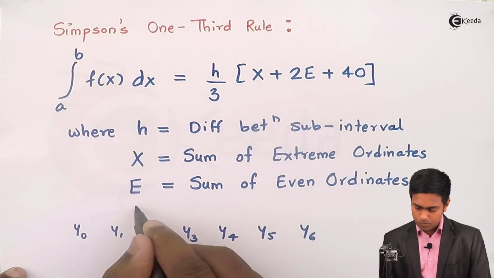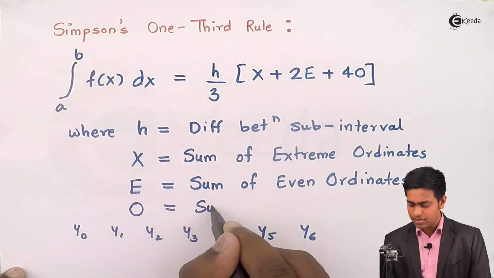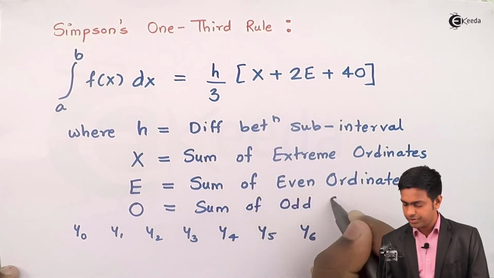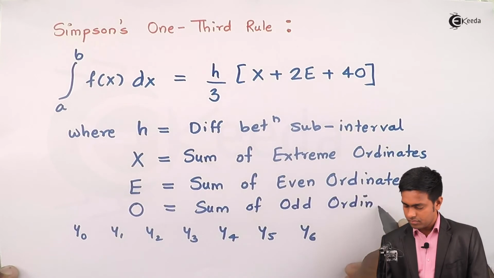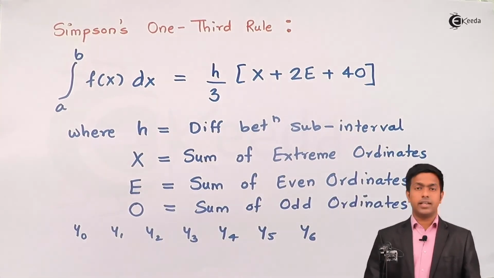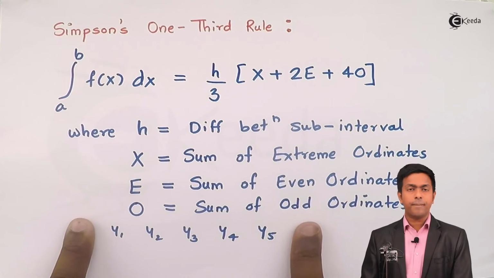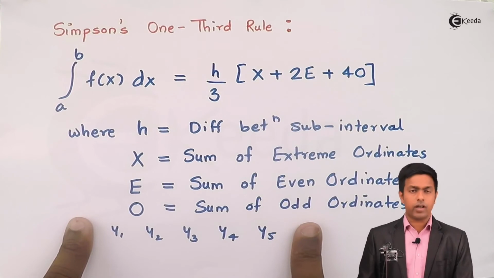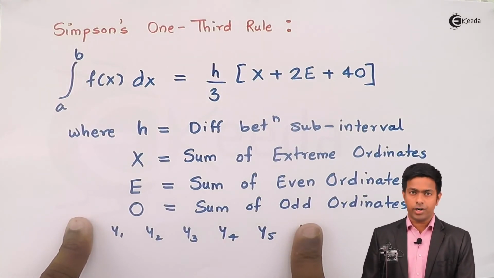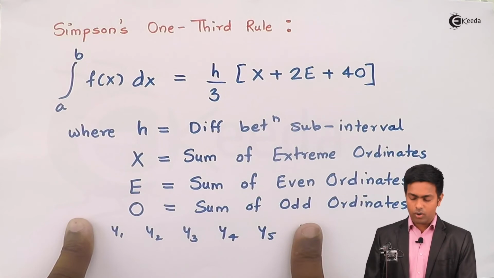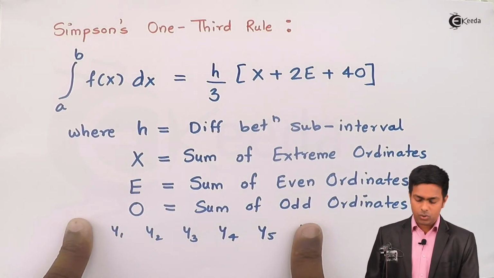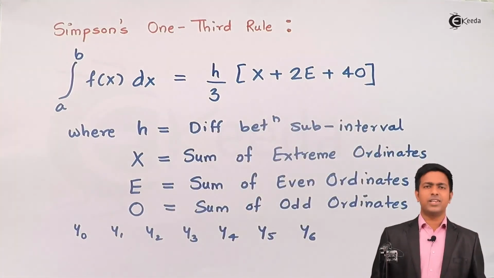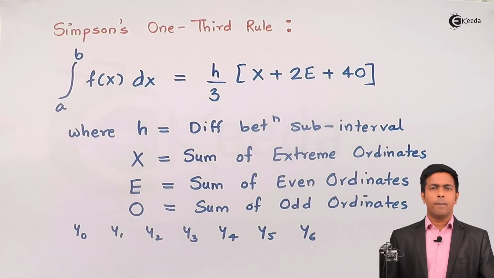Now what is O? O means the sum of odd ordinates. Again the same concept: the extreme ordinates are gone, and let's say even ordinates y2 and y4 are gone. What is remaining? y1, y3 and y5, and 1, 3, 5 are the odd numbers. So the sum of these odd ordinates will be called O. By putting all these values in the formula, we can get the value of the definite integral by using Simpson's one-third rule.